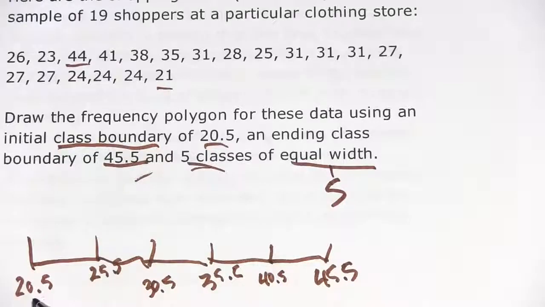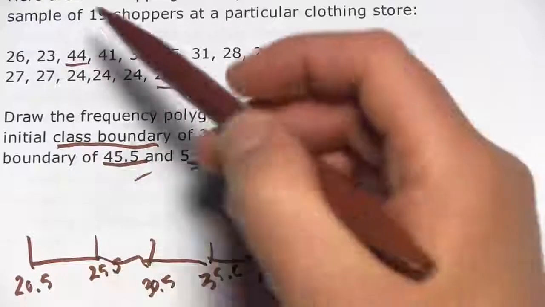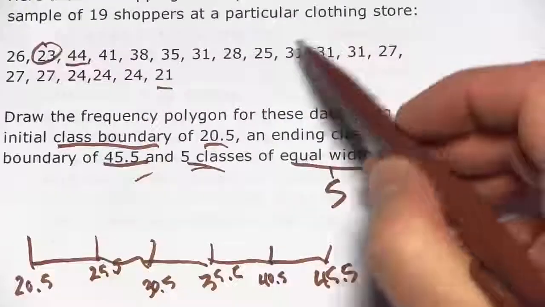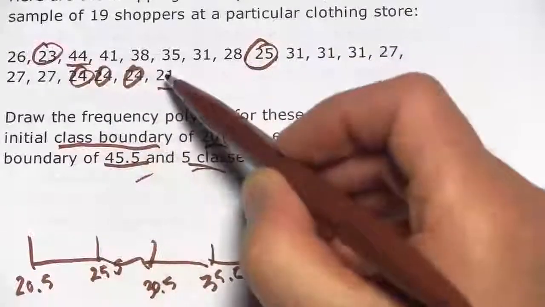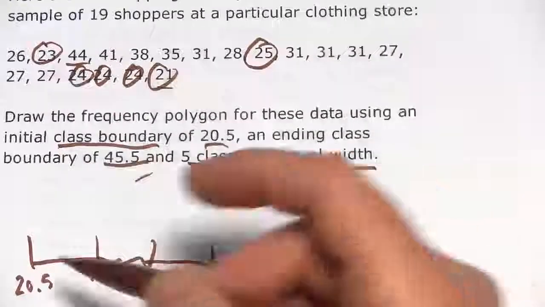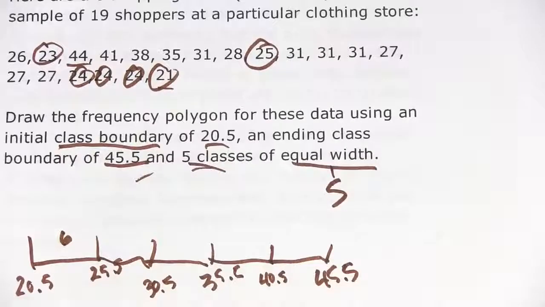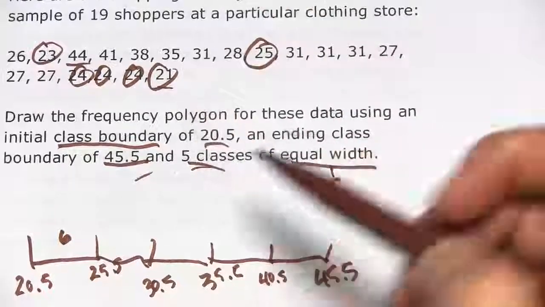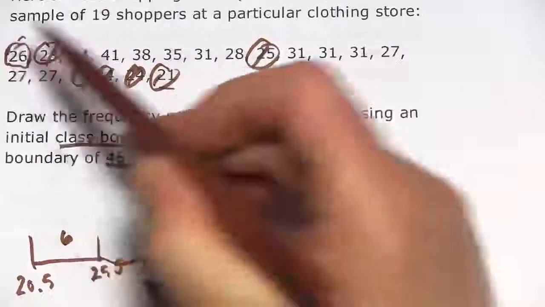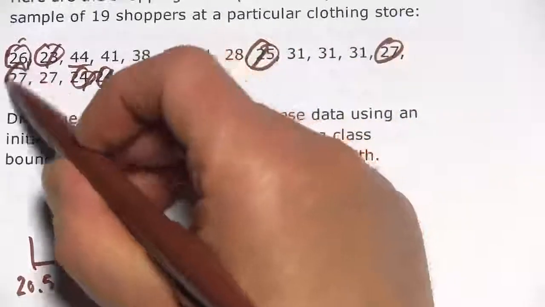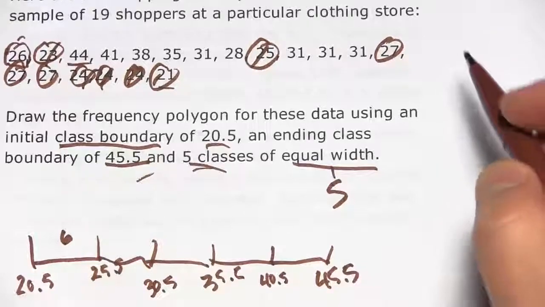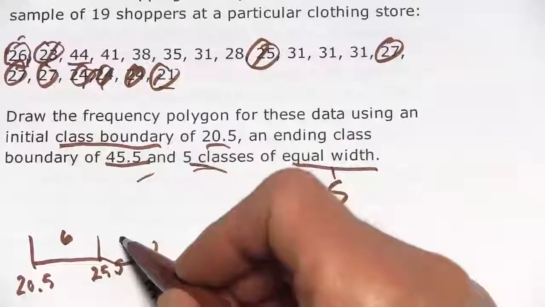So I'm going to look first for everything between 20.5 and 25.5. So there's 23, there's 25, and there's 3 24s and a 21. So that looks like 6 data points. All 6 of those are going to go in there. And then we've got 25.5 to 30.5. So 26 would go in there. I'm going to actually cross these out that I've done already. So 26 and let's see, 27. We got 3 of those. And I think that's all. So that's 4 members of that class.